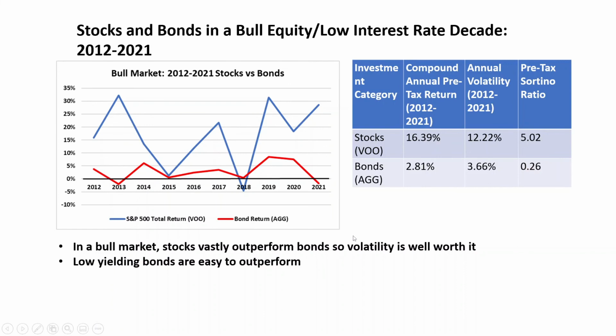So the key things to take away here are that in a bull market, stocks vastly outperform bonds, so the volatility is worth it. This volatility is well worth it for these returns, right? And low-yielding bonds are easy to outperform, right? The interest rates were held low, so the alternative was to invest in stocks, and stocks took off, largely because of the low interest rate environment.